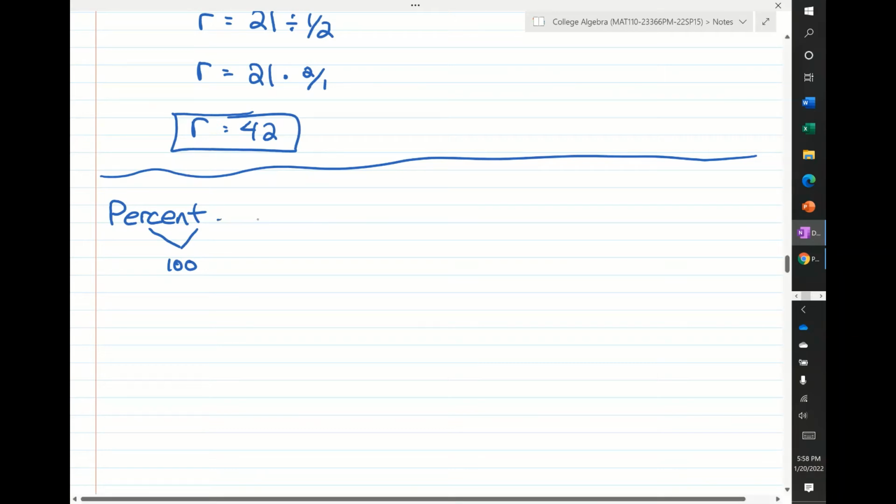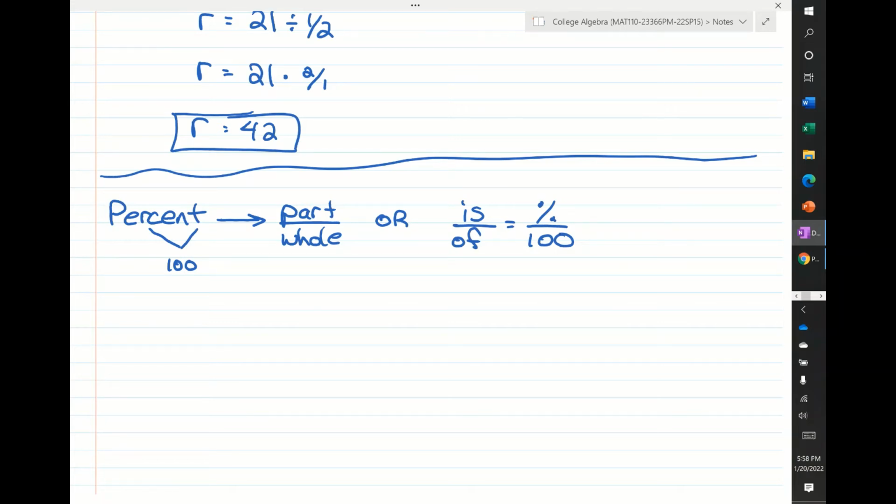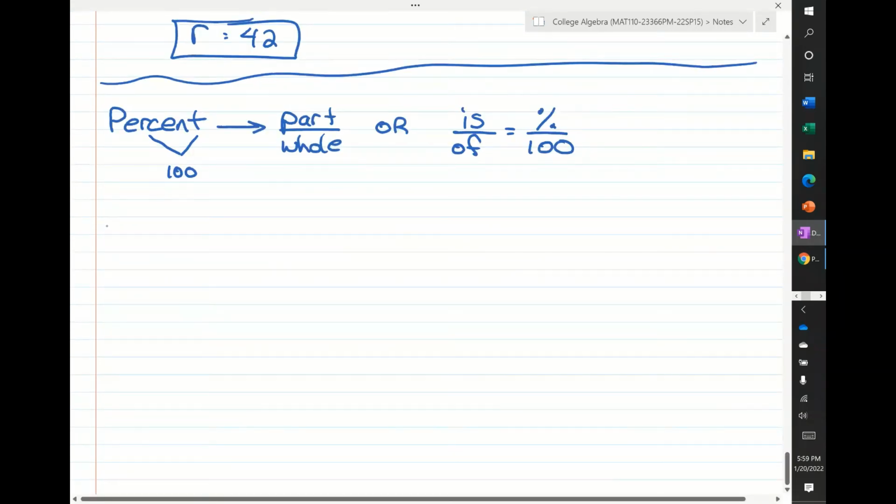So generally, the way that I look at percent is I look at it as part over a whole, or is over of, equal to a percent over 100. Generally, all percent problems could be solved like this. So with that said, I have a couple examples here.